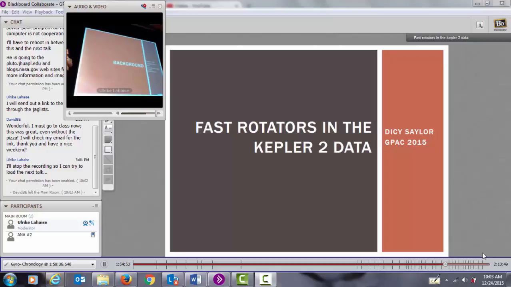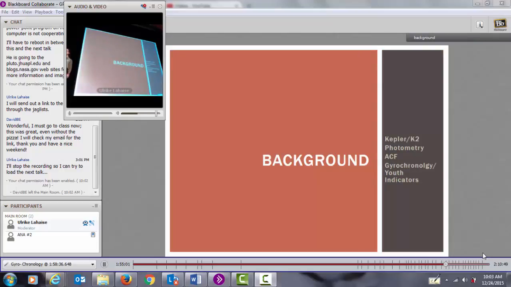So I kind of chose parts of my talk and will give you lots of background information about the Kepler mission, tell you what photometry is and how we use that to get something called an autocorrelation function. And I'll tell you what gyrochronology is, which is the thing that I'm most interested in, and other indicators of age. And then the second part of my talk will be more about my own research that I'm doing. And so hopefully in the next 19 minutes you guys will know as much as I do about my dissertation.